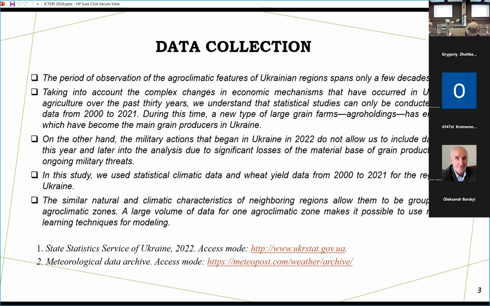In this study, we use statistical climatic data and yield data from 2000 to 2021 for the regions of Ukraine. The similar nature of climatic characteristics of neighboring regions allows them to be grouped into agroclimatic zones. A large volume of data from an agroclimatic zone makes it possible to use machine learning techniques for modeling.